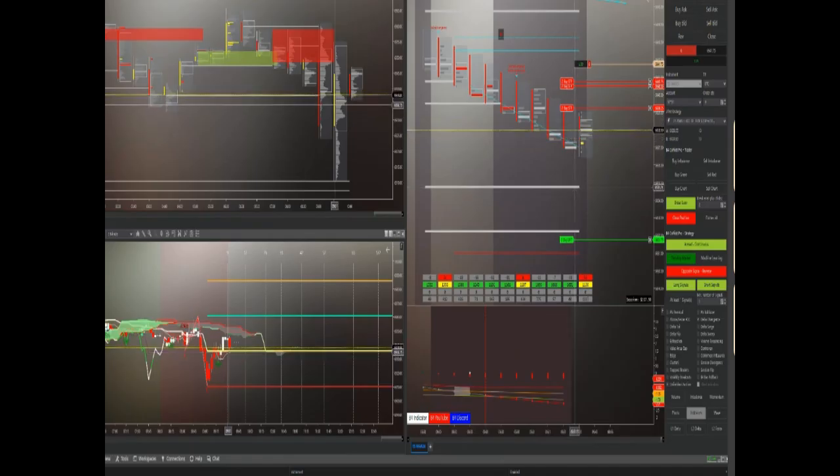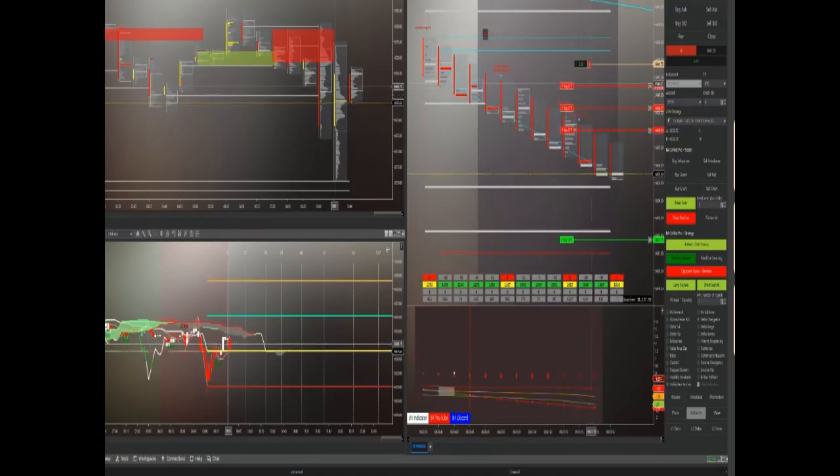Got another support area here. Notice the trend lines. Guys, if you don't have this grid, it is available. You can go down and go in your member portal and download it. It's in the download section.